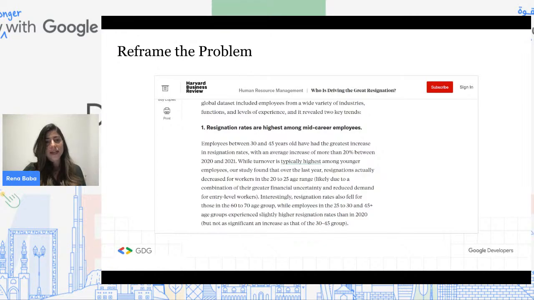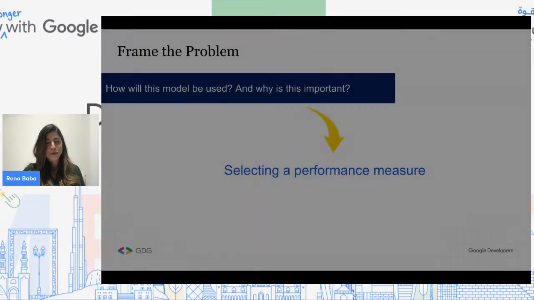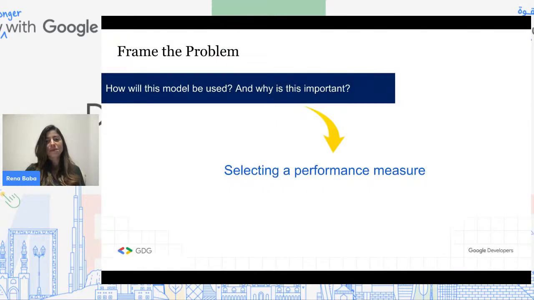So we're going to tackle that, because almost every organization has lots of employees that they like to retain. So I hope you find it relevant. We are going to talk now about selecting a performance measure. And to do that, you really need to understand what this model will be used for. So how will it be in the end?